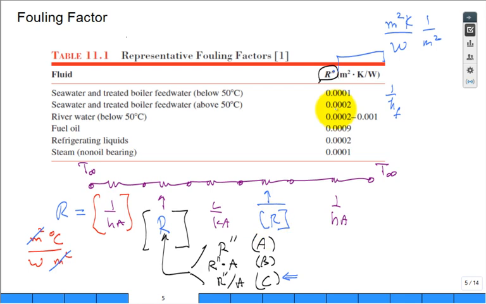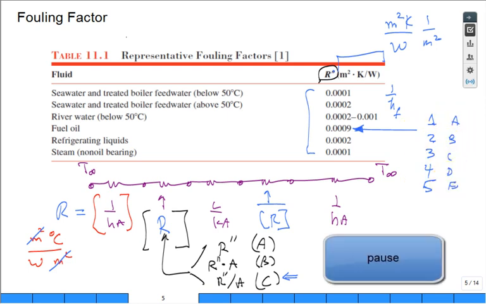When you see data like this, how well is this data known? How many significant digits is this number reported to? Clicker question. Is it reported to 1, 2, 3, 4, or 5 significant digits? Answer A, B, C, D, or E.